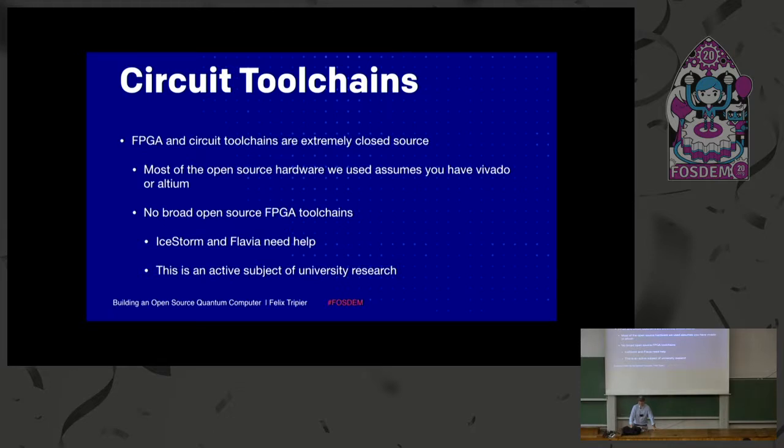In order to really have a dream of a student creating their own quantum computer end-to-end, you would need an open source FPGA toolchain and probably a schematics viewer alternative that's open source. The thing is, it seems basically impossible from when I Googled this to make your own open source FPGA toolchain. It's the subject of active university research. So someone's PhD thesis is doing this. So that looks pretty bleak.